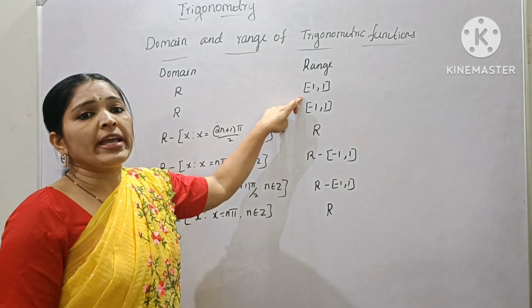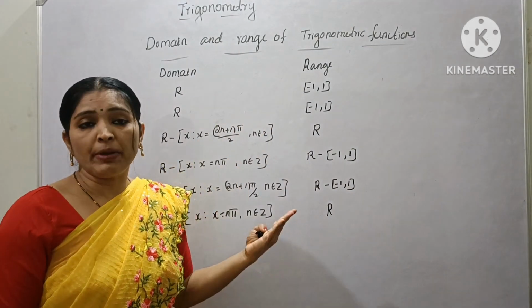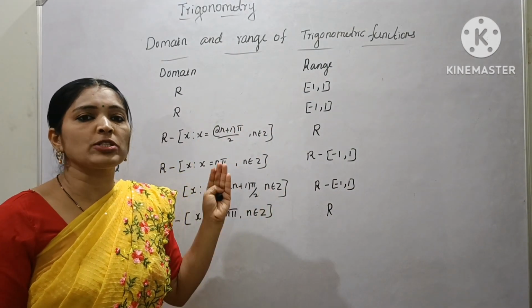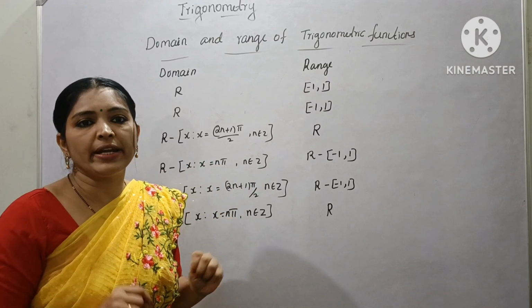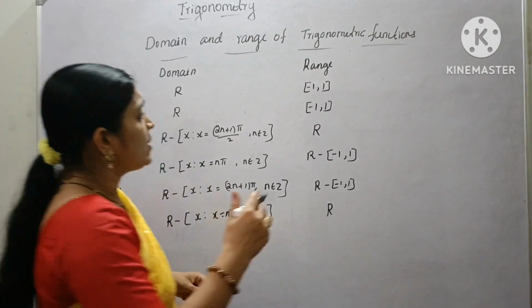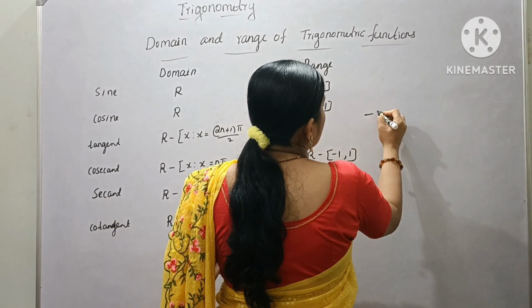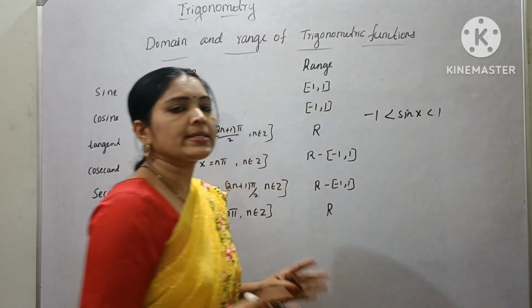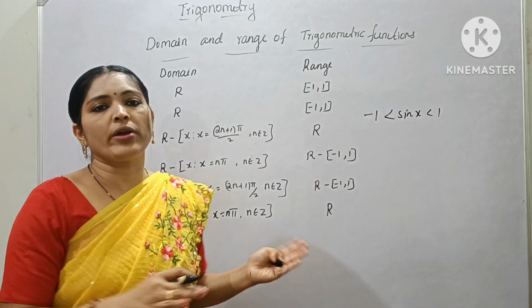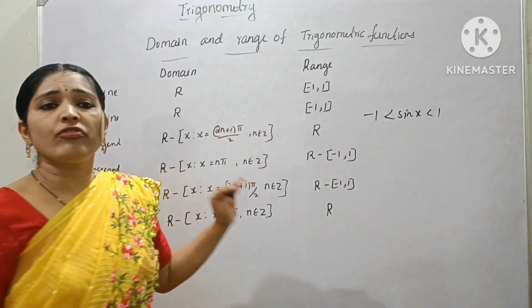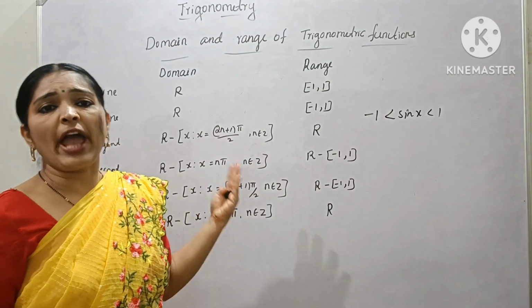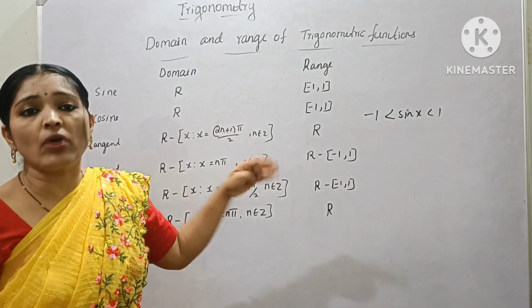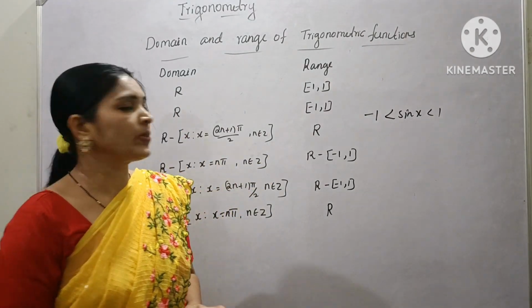We get this by simplifying the equation sin square x plus cos square x is equal to 1. That is the first identity. From that equation we will get -1 less than or equal to sin x less than or equal to 1. That is, sin x is varying from -1 to 1. No need of proof, but you should be aware of the domain and range of all the trigonometric functions.